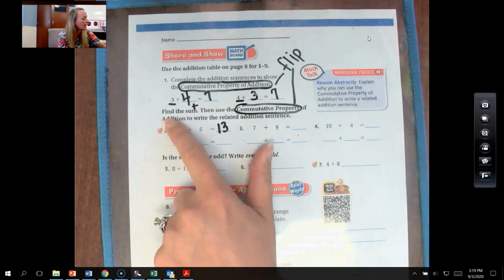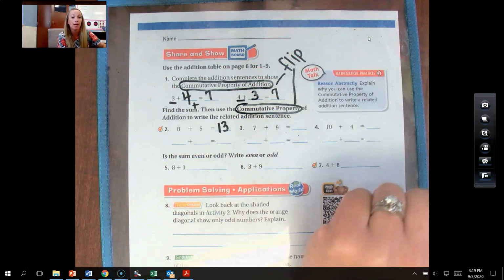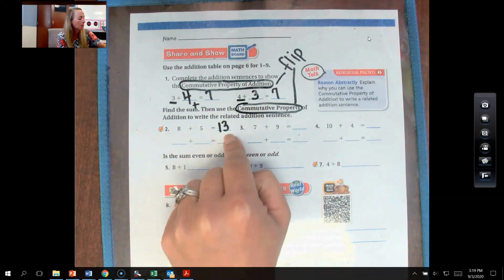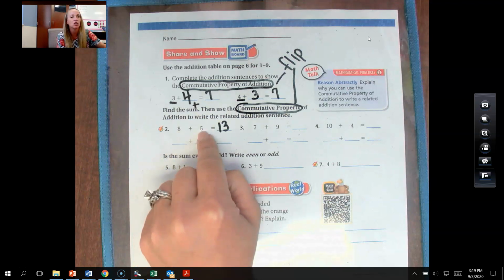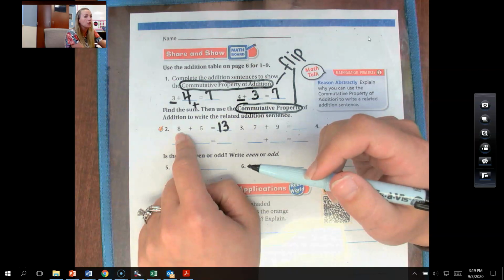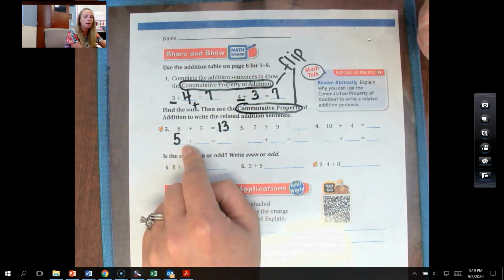The directions say that I must use the commutative property. I must flip-flop my numbers. 8 plus 5 is 13. I will use 8 and 5 to show the commutative property. Because the 8 went first on the first problem, the 5 will go first on the second problem.